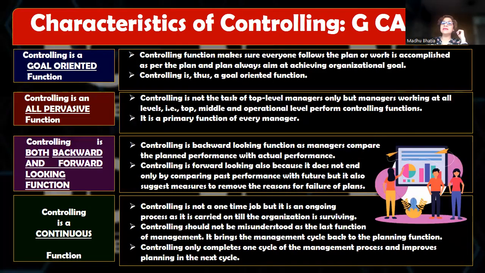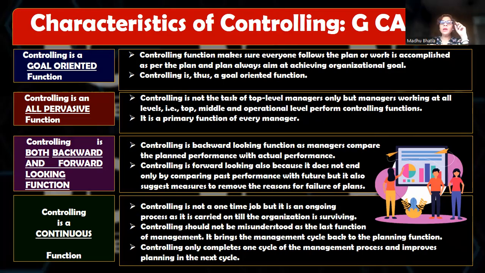Moving ahead, characteristics of controlling. There are 4 characteristics of controlling. You can call it GCAB. I hope it is visible to you. Yes, the code is GCAB. So controlling is a goal-oriented function.